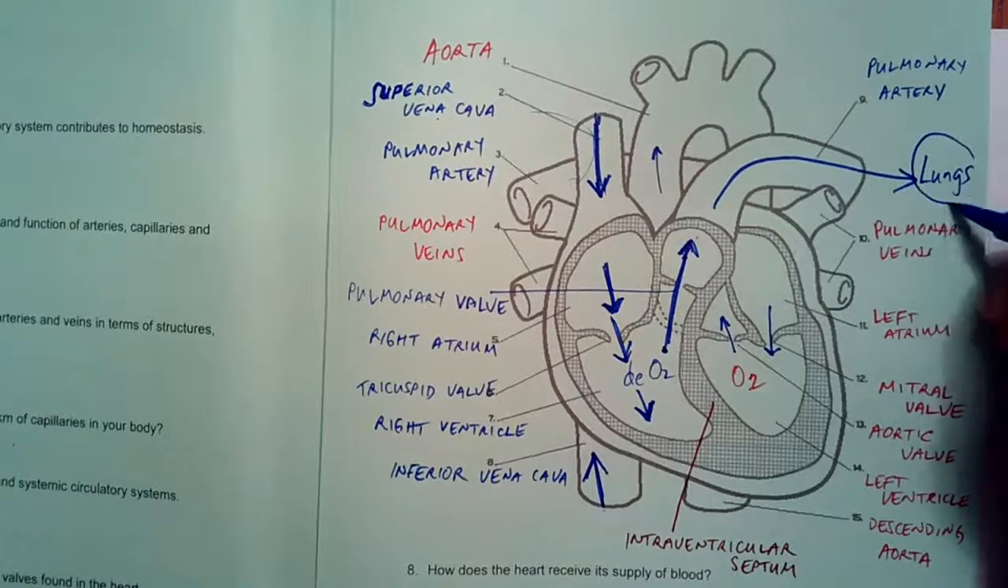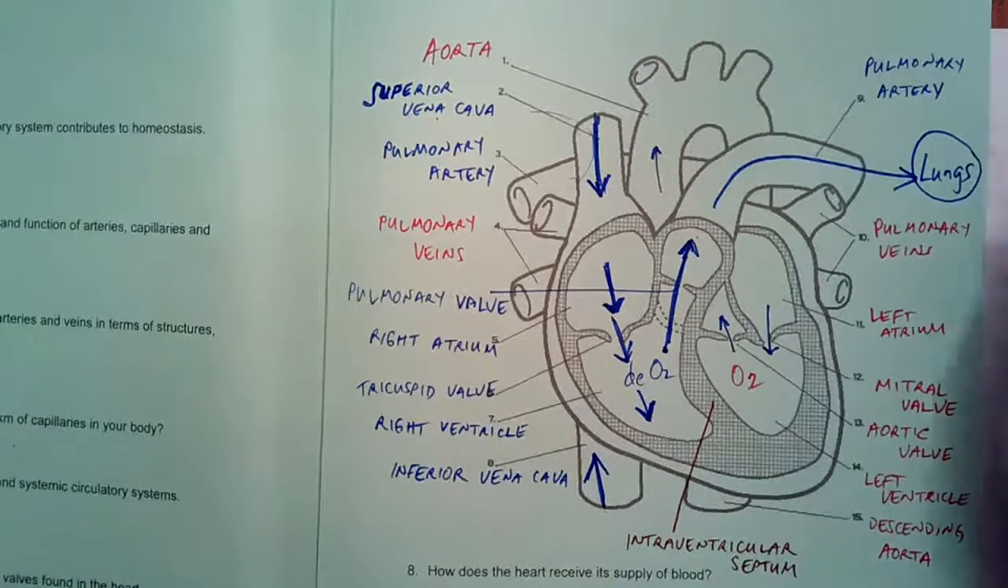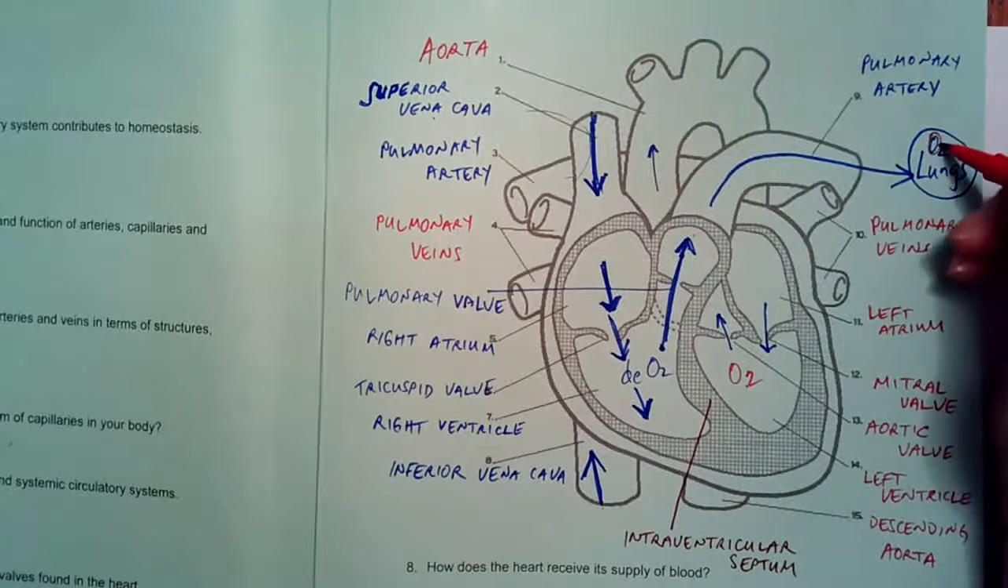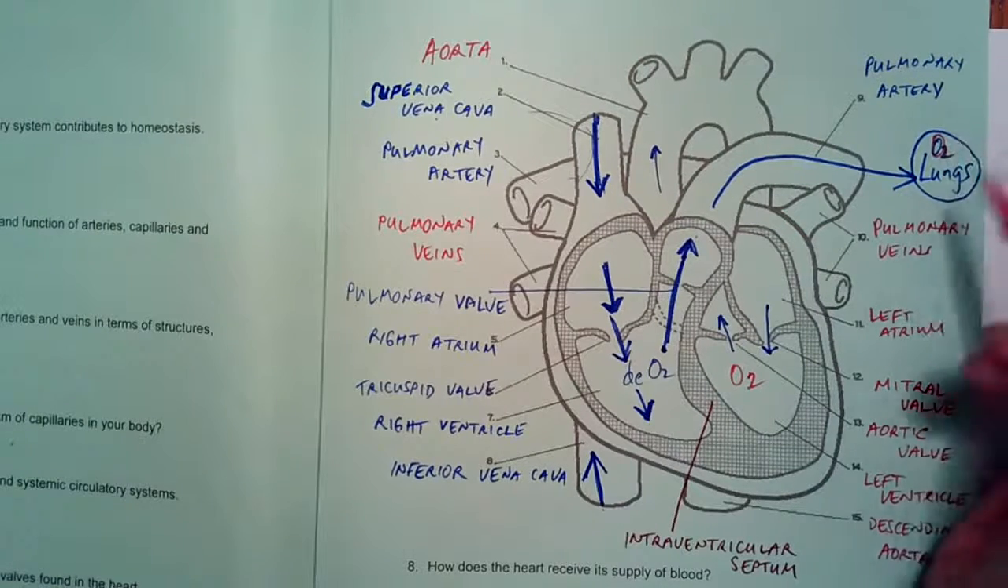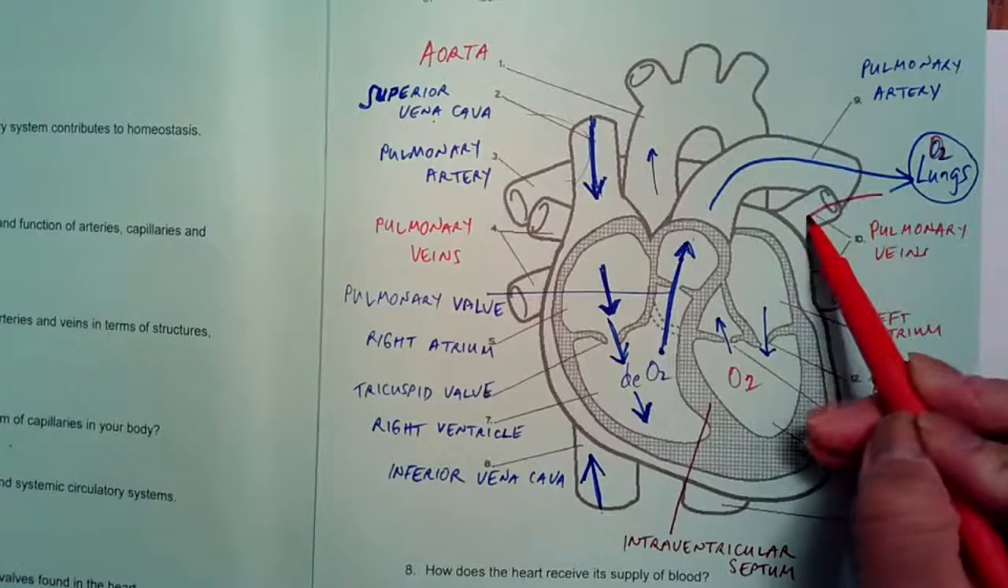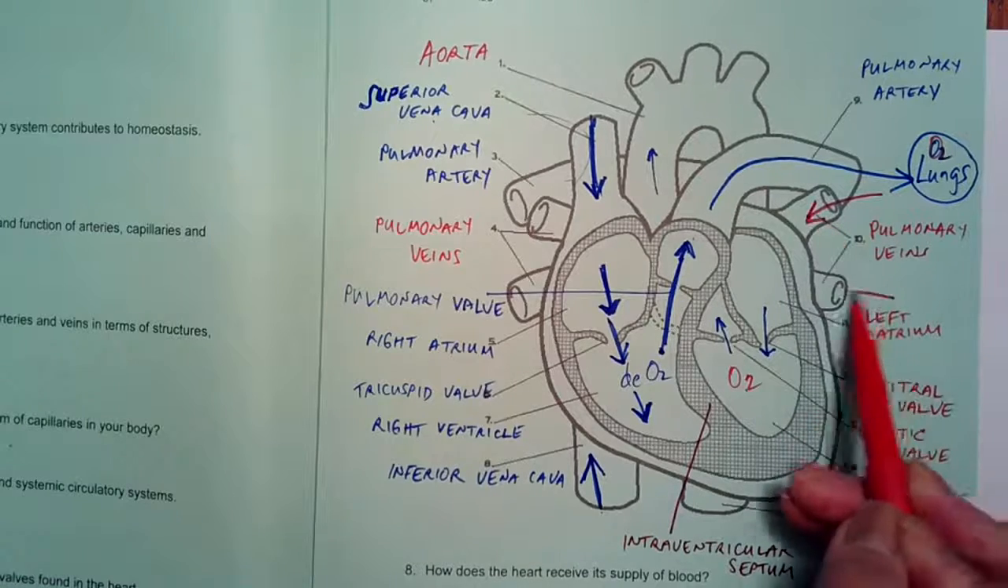The lungs then will bring the oxygen into the blood. So this will now contain oxygen, and it will enter the heart through the pulmonary veins.